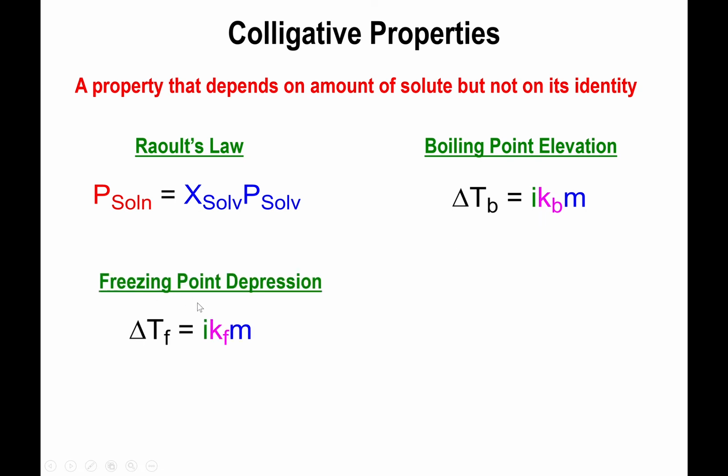Similarly, the freezing point depression formula has pretty much the same overall format, except that instead of using the boiling point elevation constant, we use the freezing point depression constant. The number of ions still needs to be counted. You still work with molality, but this time you look at how the melting point temperature or the freezing temperature goes down as a result of having solute in it.